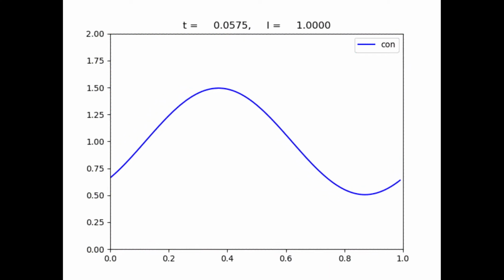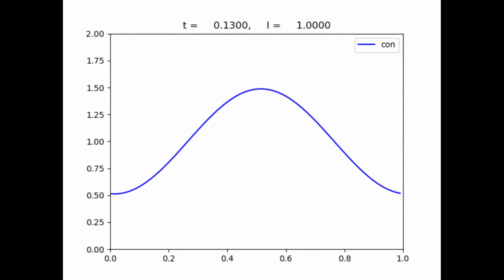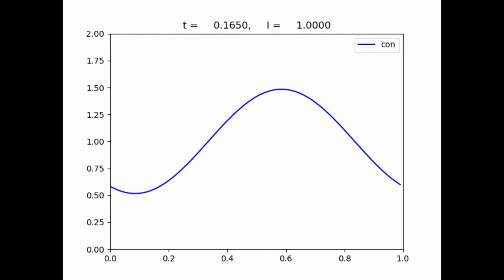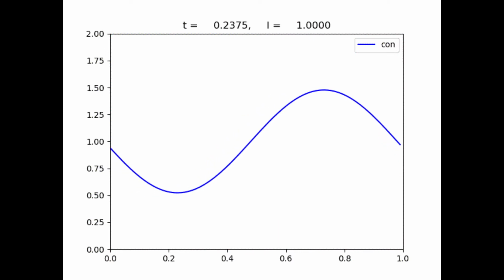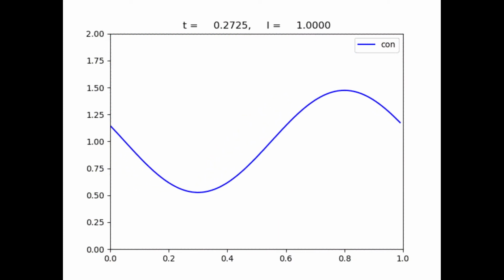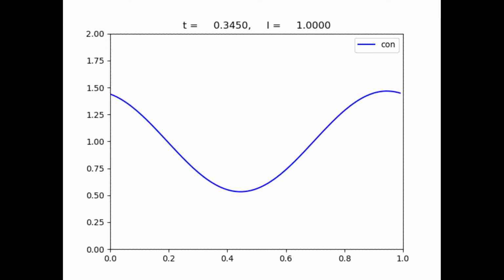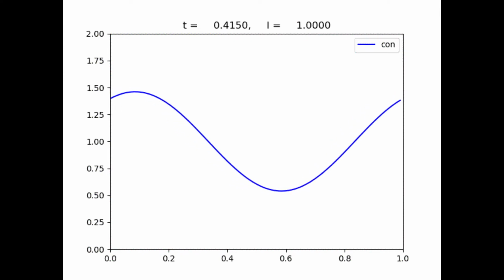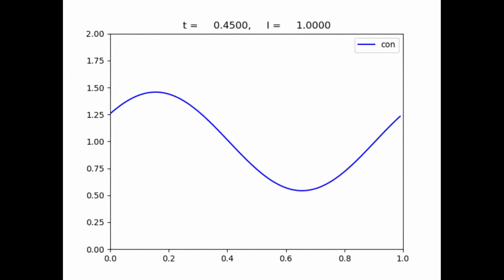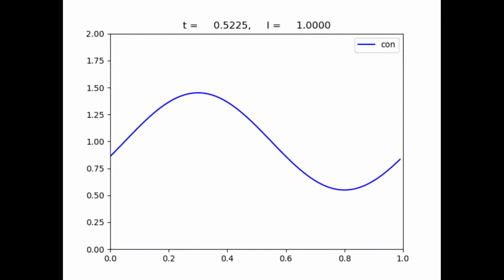The transport equation with constant velocity has a solution that is easy to describe. Starting with the initial values of a function, the graph of the function shifts in the direction of the velocity. In this case, we've started with a sine-shaped function, and according to the velocity parameter a equal 1, it shifts in the positive direction.